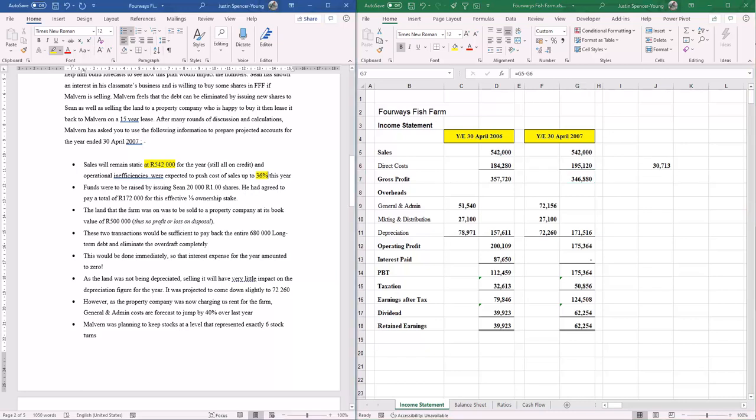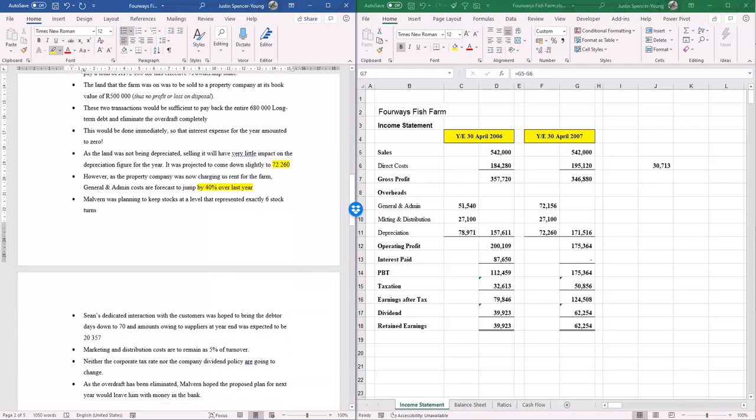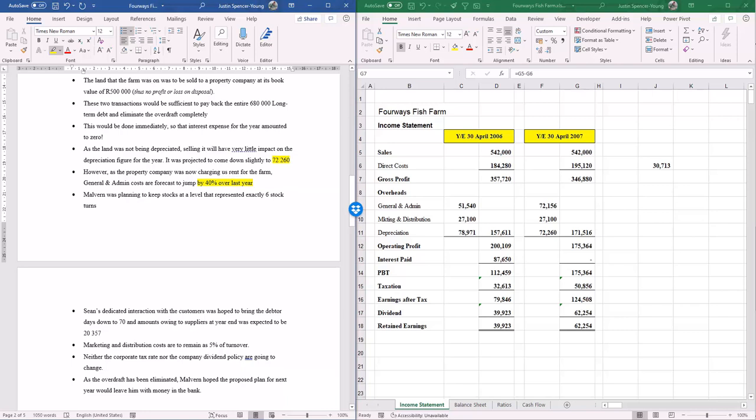So there's a depreciation expense that we can use. They've given us that. General and admin costs are forecast to jump by 40% over last year. All right, so that's general and admin: take last year's number, grow it by 40%. Marketing and distribution would remain at 5% of turnover. Okay, so you've just got to go and calculate those, plug them in, add up those expenses, get the total.